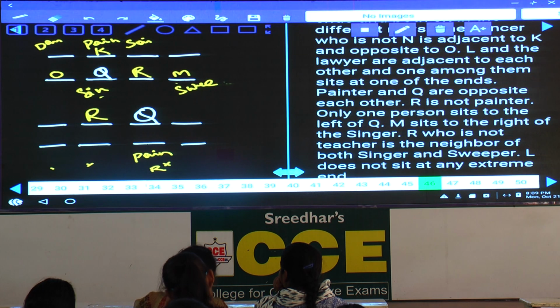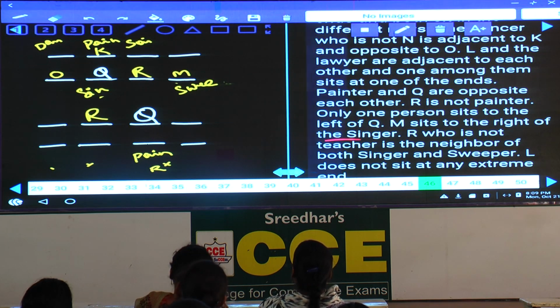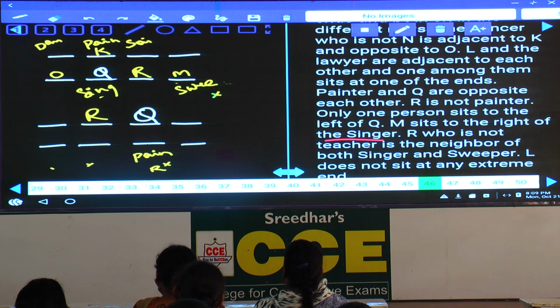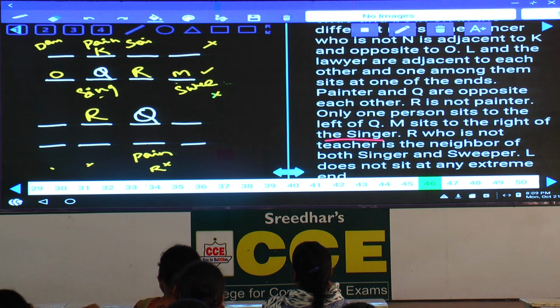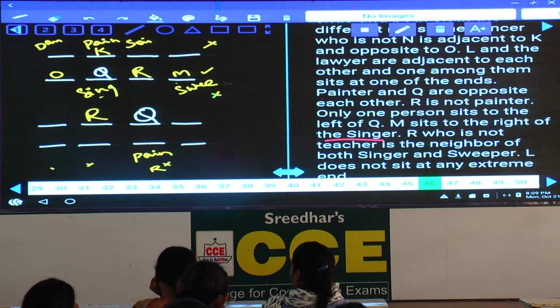Now this singer, M is to the right of the singer. M sits to the right of the singer, singer cannot be at this place. Hence singer is here. As singer is here, M must be here. If M is here, sailor cannot be at the extreme end, sailor must be here. Sailor is here. Then L does not sit at any one of the extreme ends. As L does not sit at any one of the extreme ends, L is the sailor.